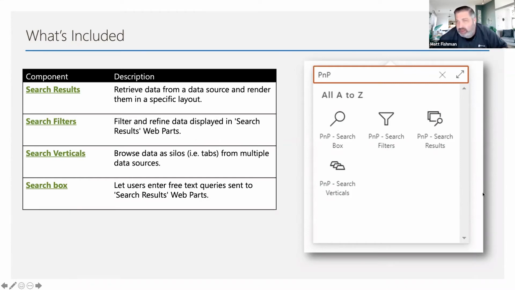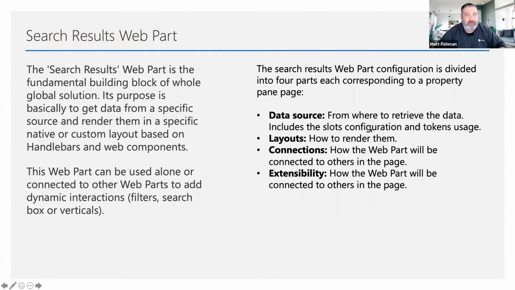So once you deploy the packages to your app catalog, you go to a site, you add a web part, and you should see these 4 web parts available in your web part toolbox. I don't know what we call this, web part selector box. There's probably a real name for it.